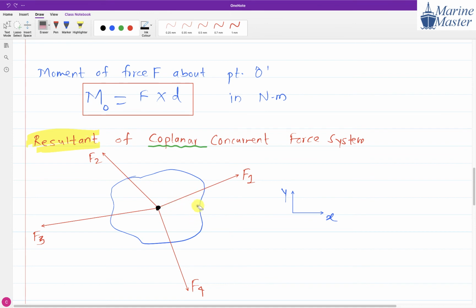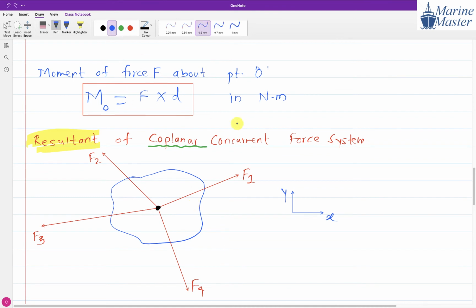Here we have four forces, F1, F2, F3, F4. What is our target? What we have to find out is the resultant of a coplanar concurrent force system. What is meant by resultant?